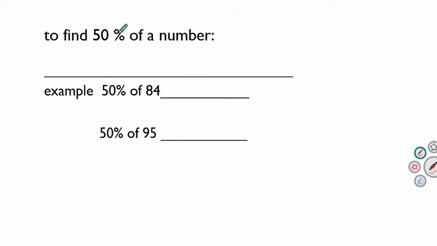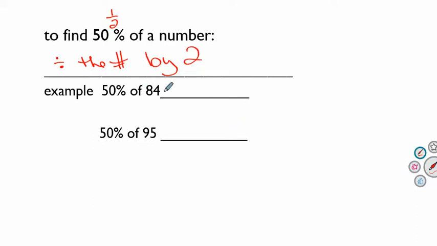50% is pretty easy too. If I'm taking 50% of something, aren't I just taking half of it? Because 50% is half, right? So that means I'm going to divide the number by 2. All you've got to do is divide it by 2.